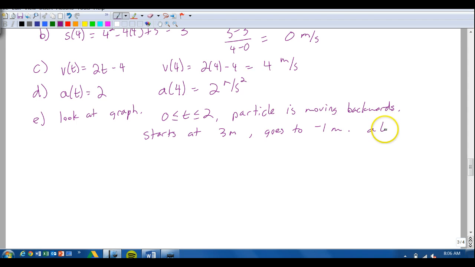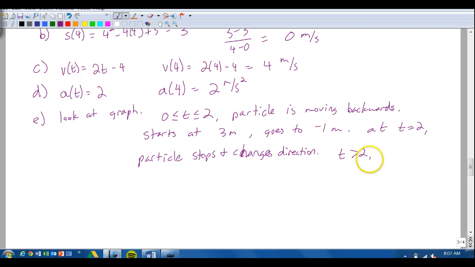So at t equals 2, the particle stops and changes direction. And then after that, when t is greater than 2, it moves forward and accelerates. Well, it just moves forward, I should say, for the rest of the time. Okay, so that's that.